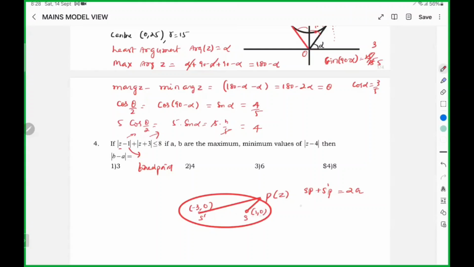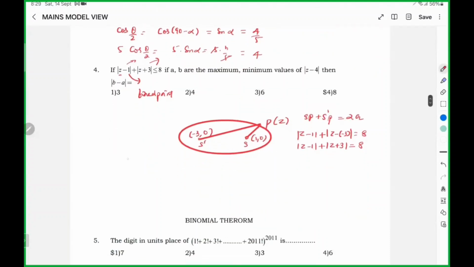So SP means z minus 1 distance. Modulus of difference of complex numbers will give you distance. S dash P means z minus 3. Here it is, I will take it as 8. Less than indicates a point inside the ellipse. Equal to indicates a point on the ellipse. Here 2a is 4. Sorry, 2a is 8. A will be 4.